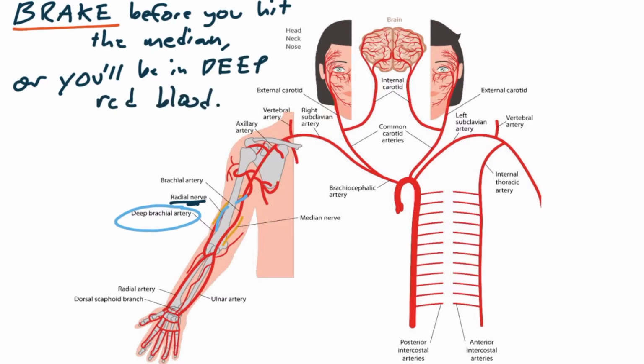Again, break before you hit the median, brachial artery, and the median nerve, or you will be in deep red blood. Deep brachial artery with the radial nerve. Break before you hit the median, or you'll be in deep red blood.